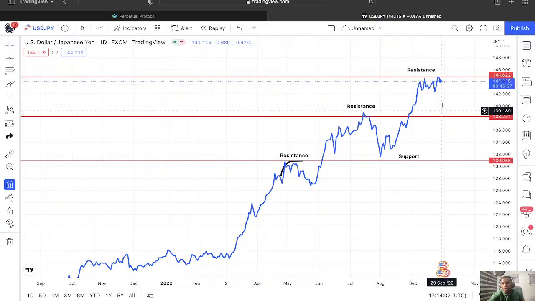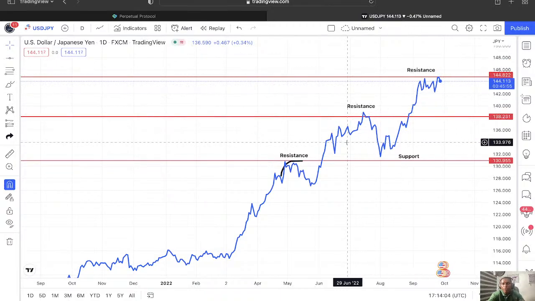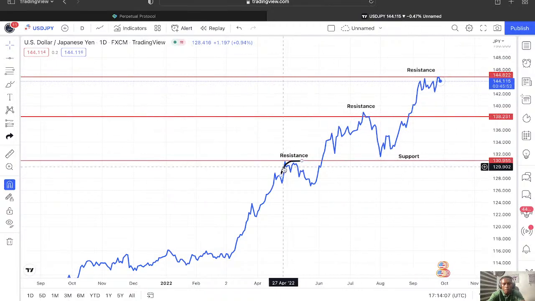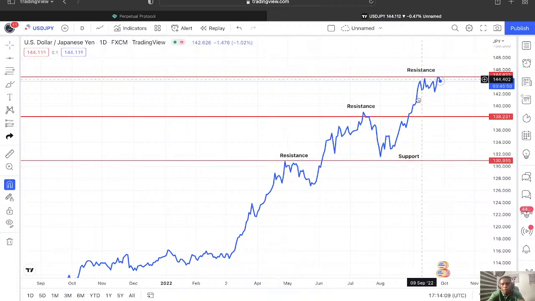Yeah, so as you can see, we have mapped out our levels of support and resistance, which is the first and most important thing that we need to do. Understanding the market direction. Understanding the market direction.